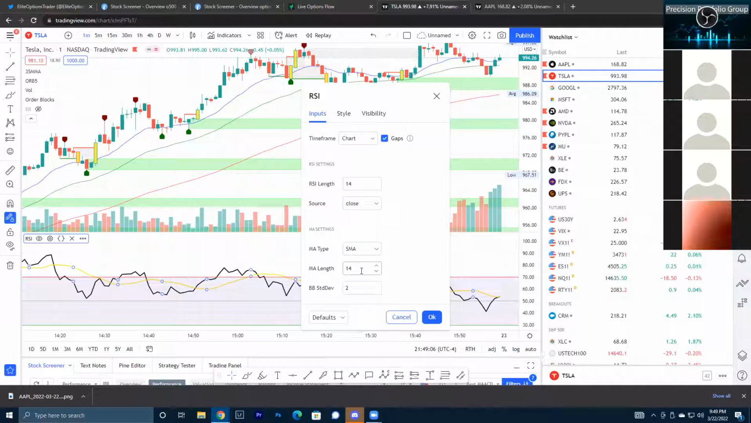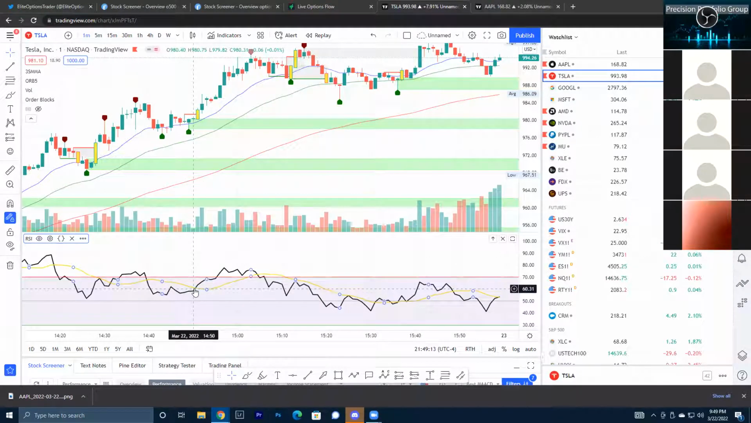Then the length, leave it at 14. The derivative, leave that at 2. And the only thing that you have to do is wait for this bad boy to cross up to go for long, or go down to go for short, but yet you still have to have some type of correlation on all of these moving averages that you have here.